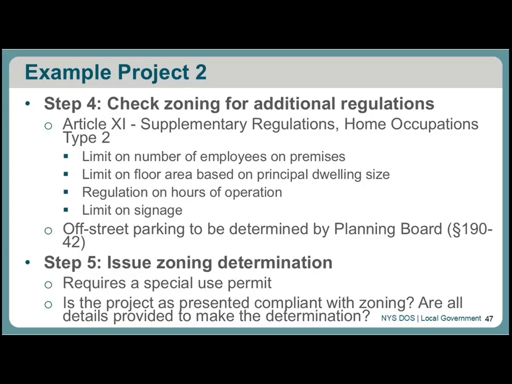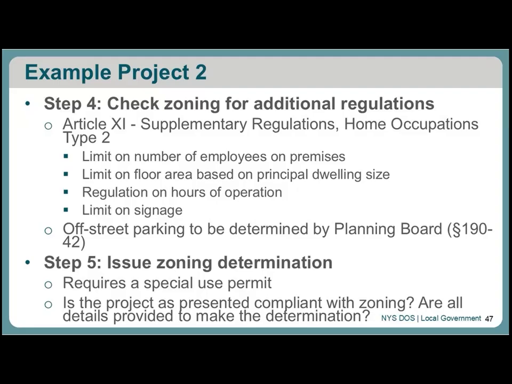So a search on it did pop up the term home occupation under supplemental regulations, and it broke down some requirements that would pertain to any home occupation, whether it was a type 1 or 2, and then some things that applied only to type 2 home occupations. So I'll take the second bullet here first. There is a limit on the floor area based on the principal dwelling size that required a maximum of only 25% of the dwelling to be used. In this particular case, the project would meet that because it's under 25%. That would apply to any home occupation.